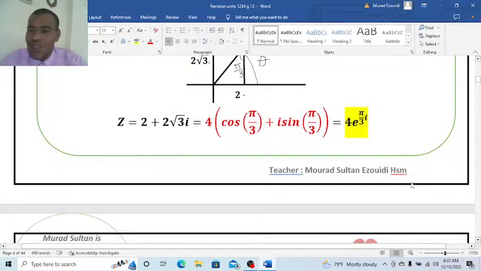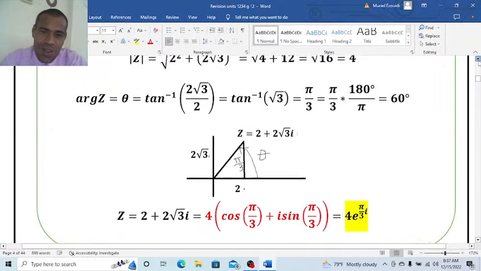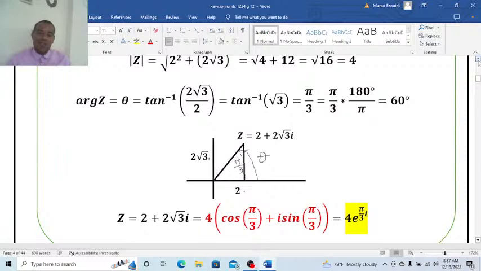I already explained this, and the lecture lasted for 1 hour, but there was a problem in connection. The Wi-Fi was very weak, that's why it was disconnected. So in general, this is how we can find the polar form of a complex number, or the exponential form of a complex number.